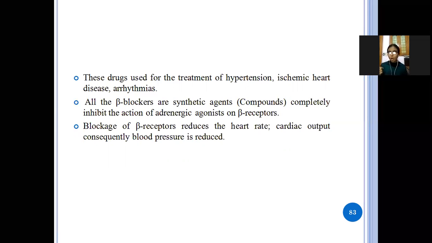All the beta blockers, or the synthetic agents, completely inhibit the action of adrenergic agonists on beta receptors. So this drug will directly act upon the beta receptors, and it will block the beta receptors. Blockage of the beta receptors will lead to the reduction of blood pressure by reducing the heart rate and cardiac output.